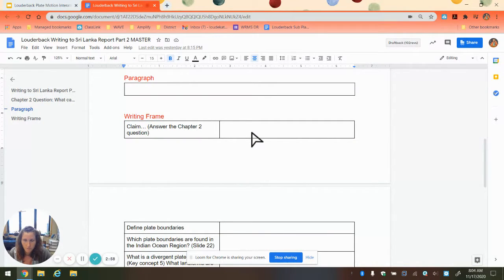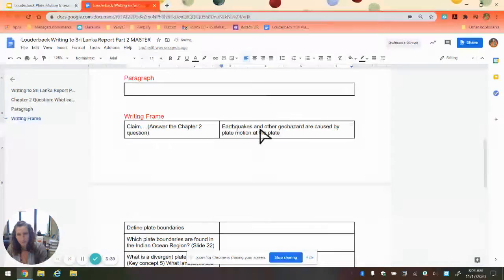Okay, so let's go to our writing piece, and we will write our final paragraph here, but we're going to work on the writing frame down below. So we're going to start with the claim, which is retyping the Chapter 2 question into a statement. So it's as simple as: earthquakes, and I'm going to put other geohazards, because that's what we ended up with in the last paragraph, paragraph 1, are caused by plate motion at the plate boundaries. All right, and there is our first little writing piece, okay?